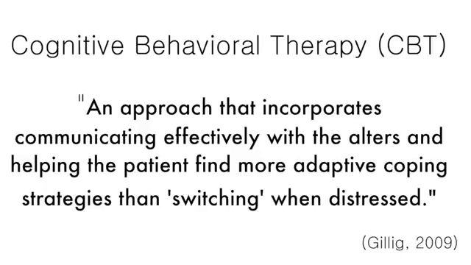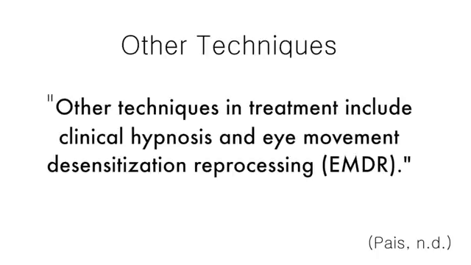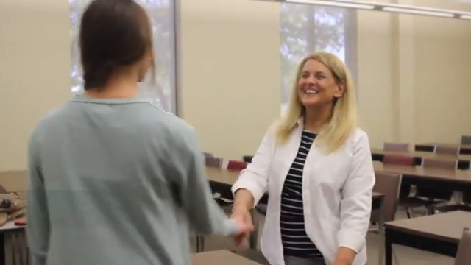Treatment for dissociative identity disorder. A cognitive behavioral therapy approach is often recommended that incorporates communicating effectively with the alters and helping the patient find more adaptive coping strategies than switching when distressed. This can be enhanced by teaching relaxation exercises, suggesting breaks from the setting for a few minutes, and helping the patient gain control over cognitive distortions over the self and world. Other techniques in treatment include clinical hypnosis and eye movement desensitization reprocessing, or EMDR. Antidepressant or anti-anxiety drugs can also be used to help manage dissociative symptoms. To learn more, we asked a professional about her experience in treating patients with DID.